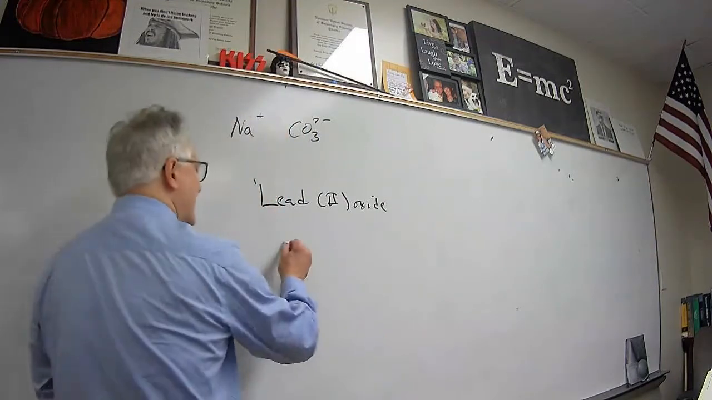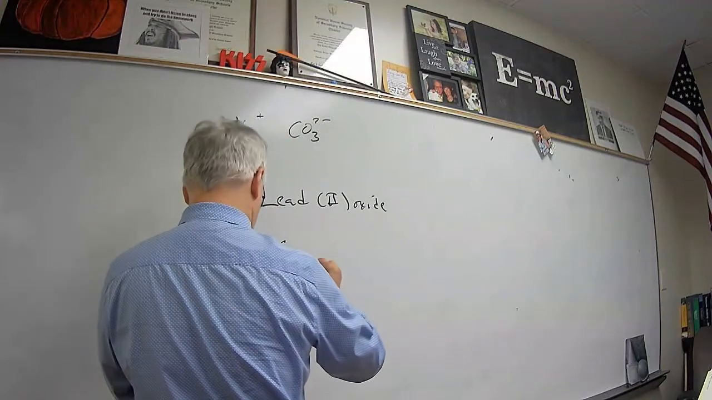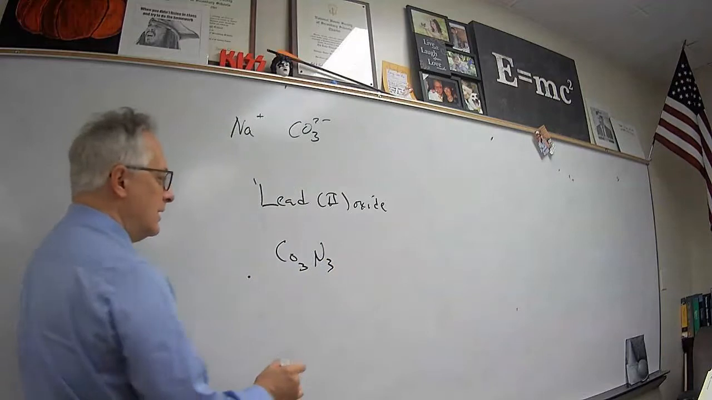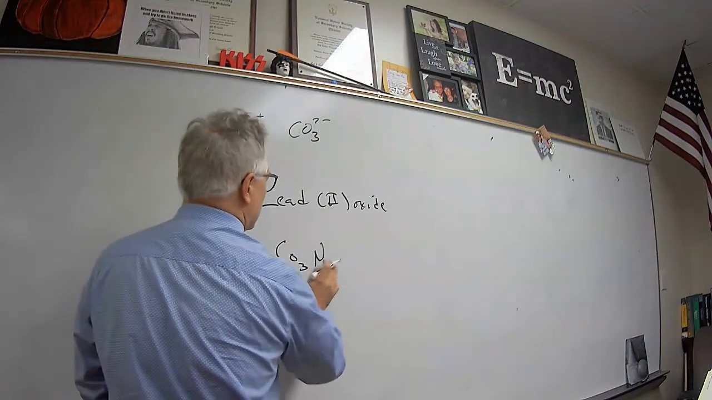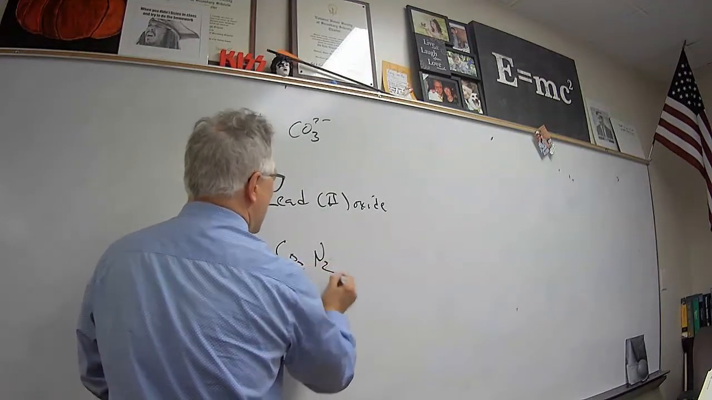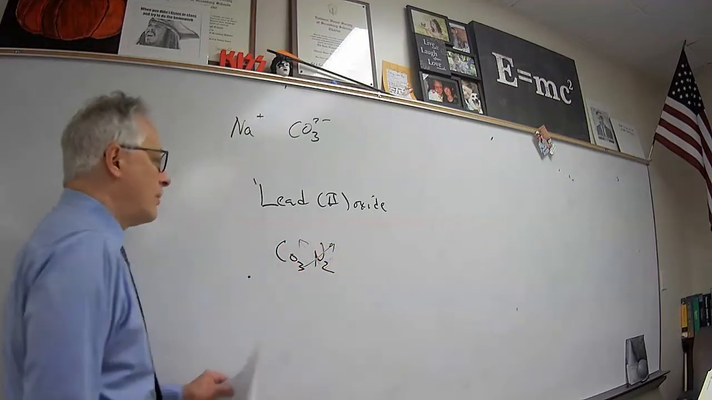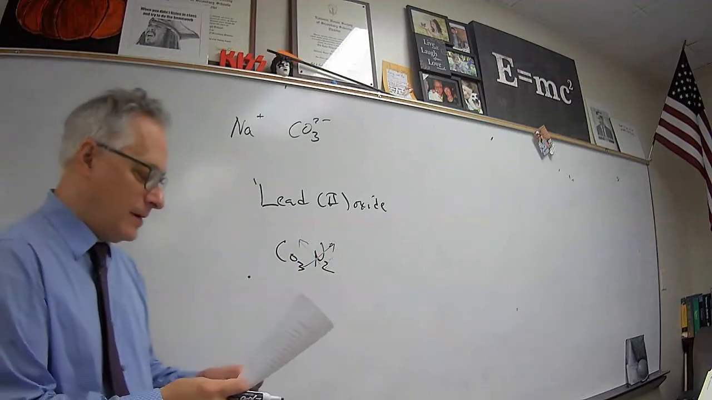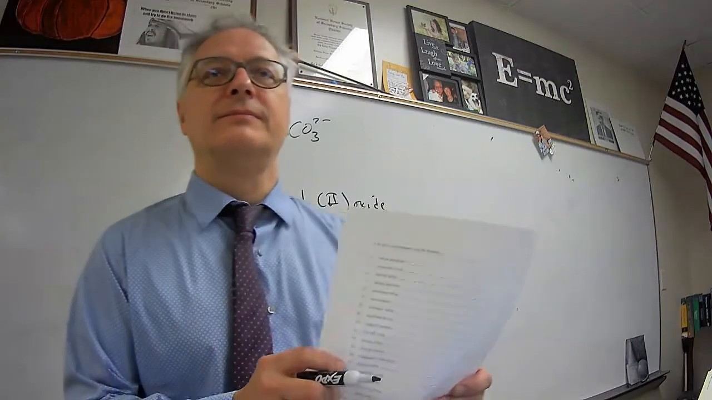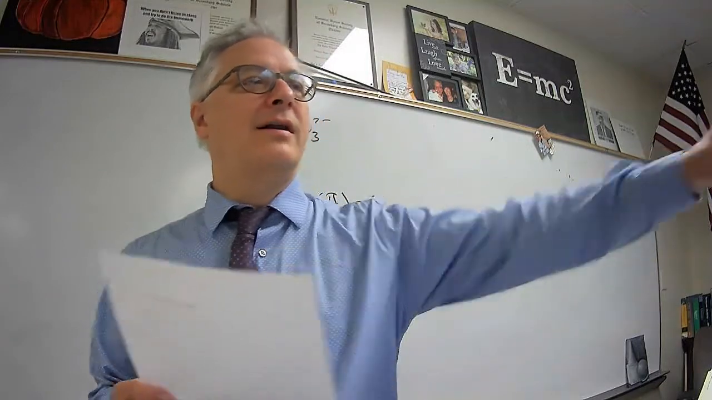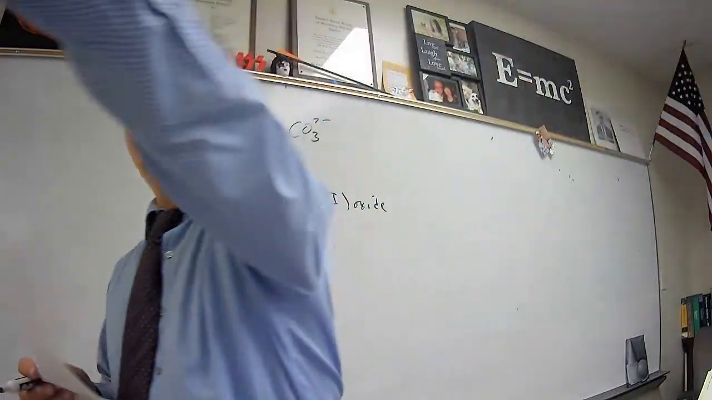And again, if I look at this formula, and let's say you're a little bit confused, you can always do that little thing there, and you get your cobalt 2 nitride. 15. Magnesium phosphide. I'm hearing a lot of answers over here.